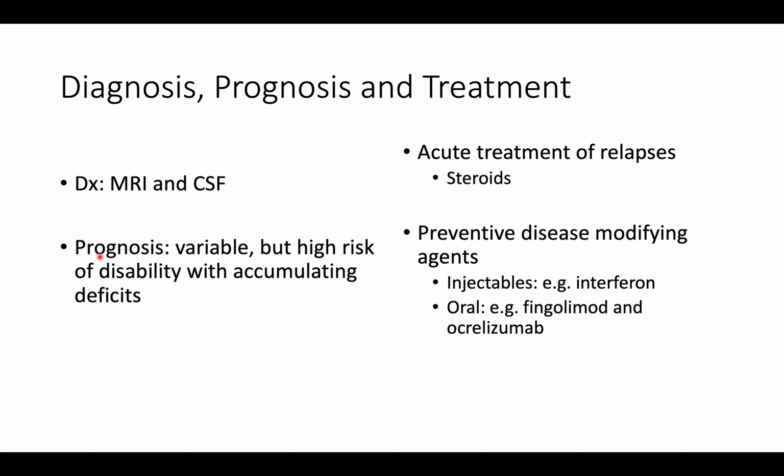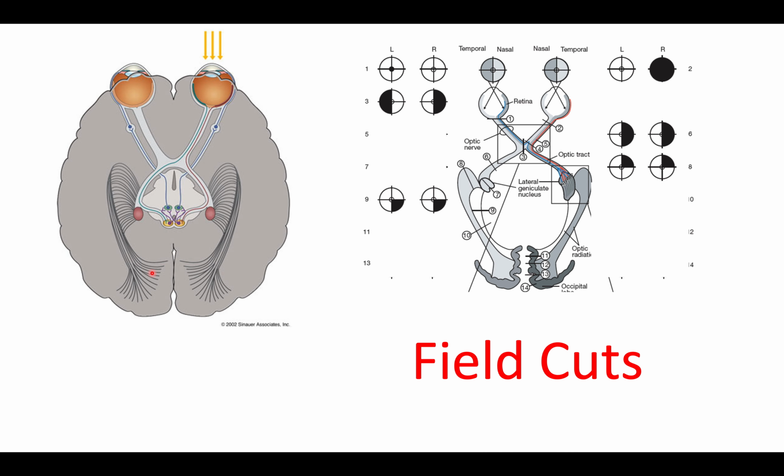So what is the prognosis of multiple sclerosis? It is variable depending on the subtype, but there is high risk of disability with accumulating deficits.